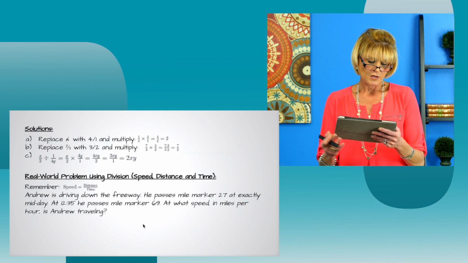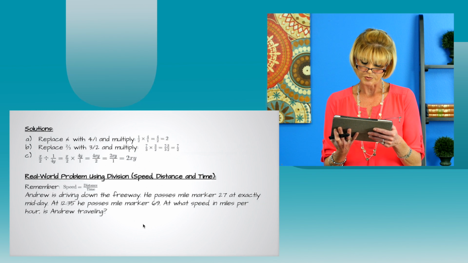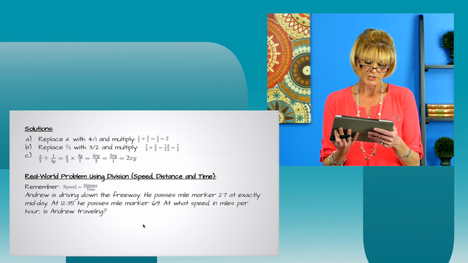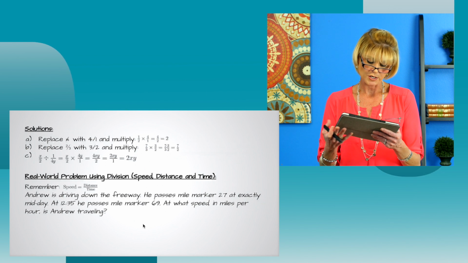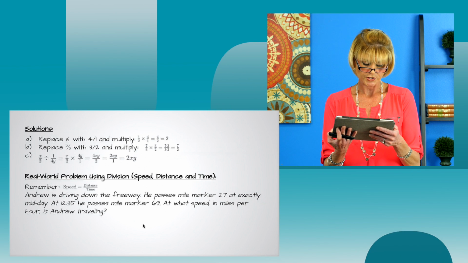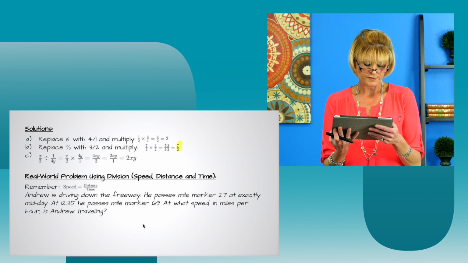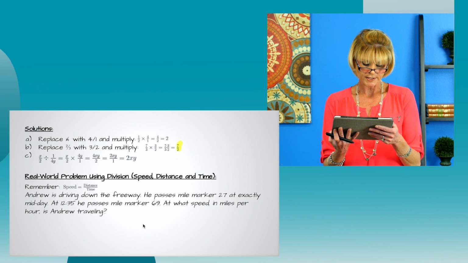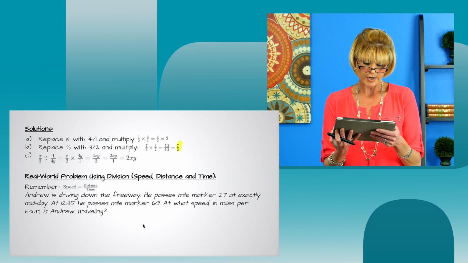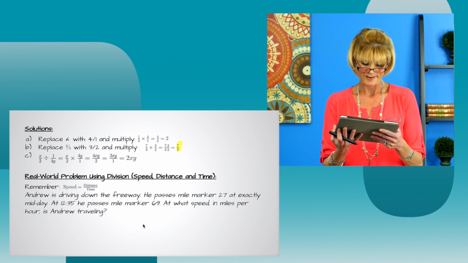So how did you do? The solution for A is you would replace 1/4 with 4 over 1 and multiply. 1/2 times 4 over 1 equals 4 over 2, or 2. For B, replace 2/3 with 3 over 2 and multiply. 7 over 3 times 3 over 2 equals 7 over 2. And for C, x over 2 divided by 1 over 4y equals x over 2 times 4y over 1, equals 4xy over 2, equals 2xy over 1, equals 2xy.